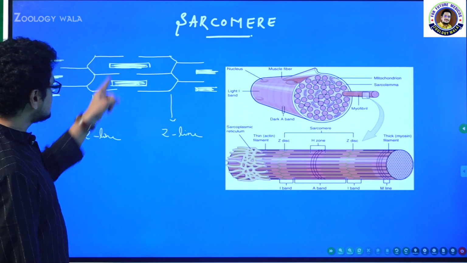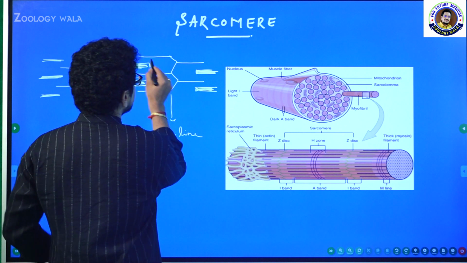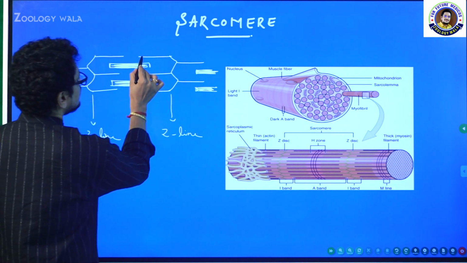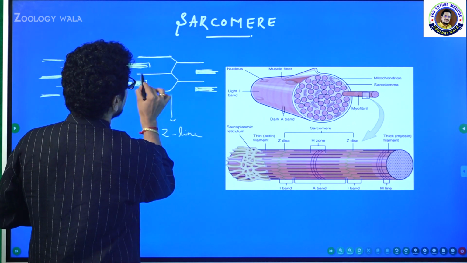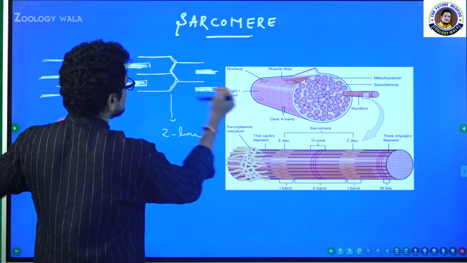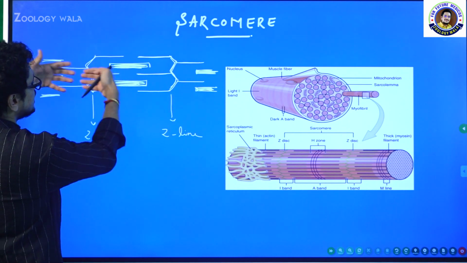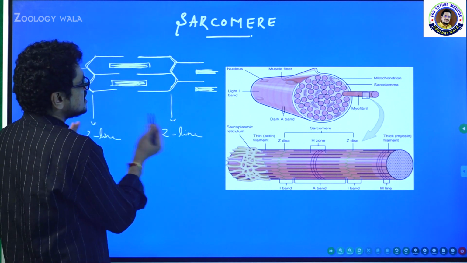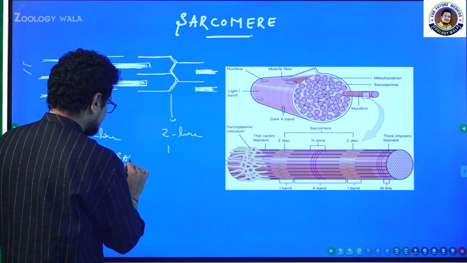See now, this is the Z line and this is Z line. Two Z lines are present, and to these Z lines, see the thin filaments are attached. See now. So this is one thin filament which is attached to the Z line, and this is another thin filament attached to Z line. Thin filaments are attached to this Z line, and here also you can see the Z line. Okay, and now the distance present between two successive Z lines, this is called sarcomere.